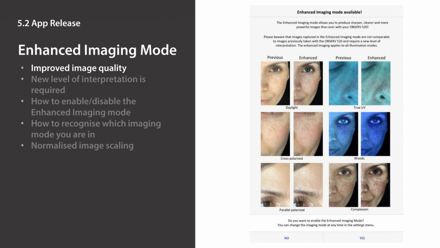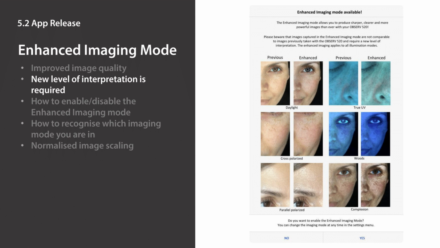The general 5.2 app release. The most important element that this update brings is the improvement in image quality, which we call the enhanced imaging mode. As soon as you update the Observe 520 app, you will get notified that the enhanced imaging mode is available with the option to enable this mode. This notification will explain that the enhanced imaging mode allows you to now produce sharper, clearer, and more color-accurate images with your Observe 520. Within this notification, you will be presented with example pictures of the enhanced imaging mode next to the normal imaging mode. The image quality improvements apply to all illumination modes.